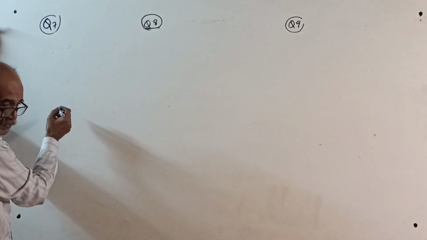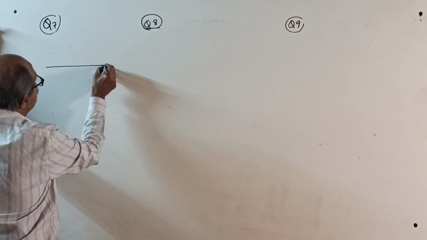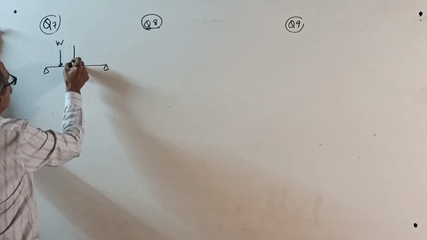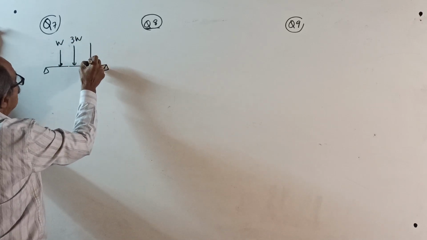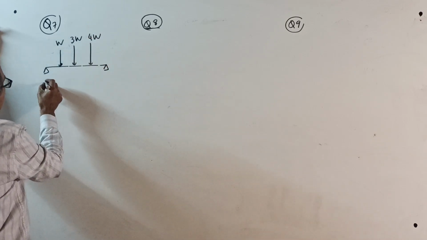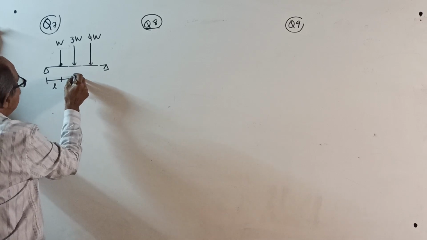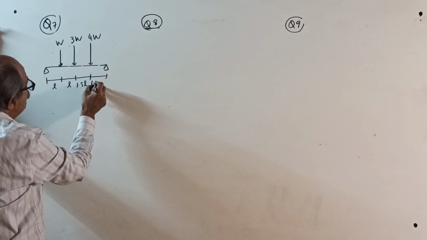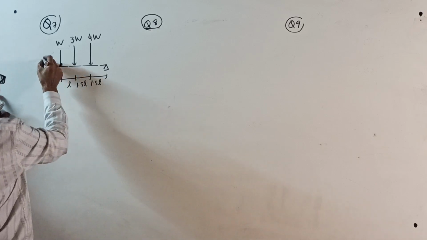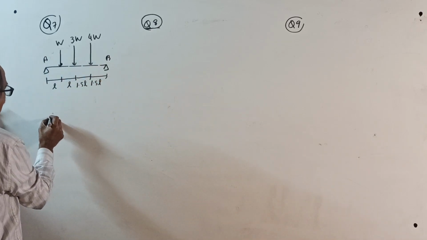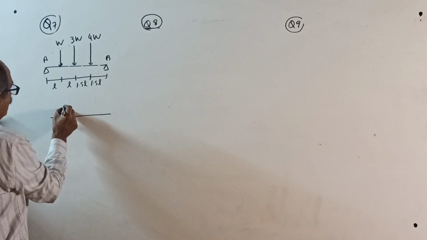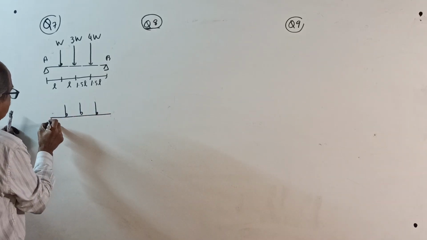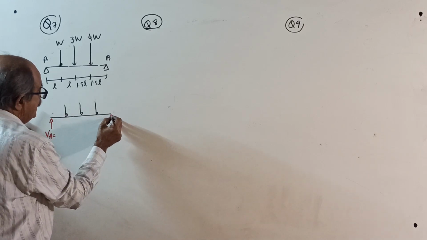Question 8. Simply supported beam. W, 3W, 4W. This time, this is L, this is L, this is 1.5 L. This also is 1.5 L. Okay, that's all in terms of L. But L is not full, cut L. Okay, so what? One load here, one load here, one load here, out of scale. This reaction is VA, this reaction is VB.